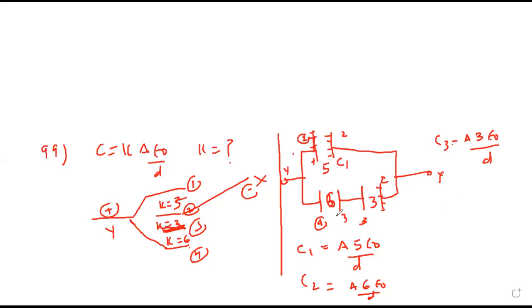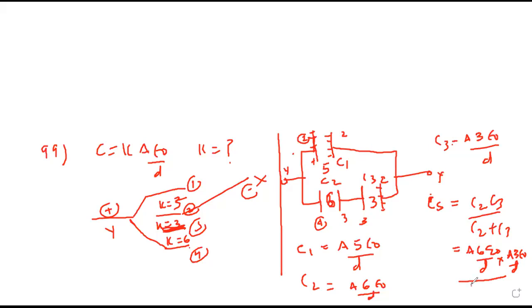Now C2 and C3, they are in series. So the result of that: CS is C2 C3 upon C2 plus C3, that is product upon sum. So this equals A into 6 epsilon 0 by D into A into 3 epsilon 0 by D upon, when you add 6 and 3 it becomes 9 A epsilon 0 by D.